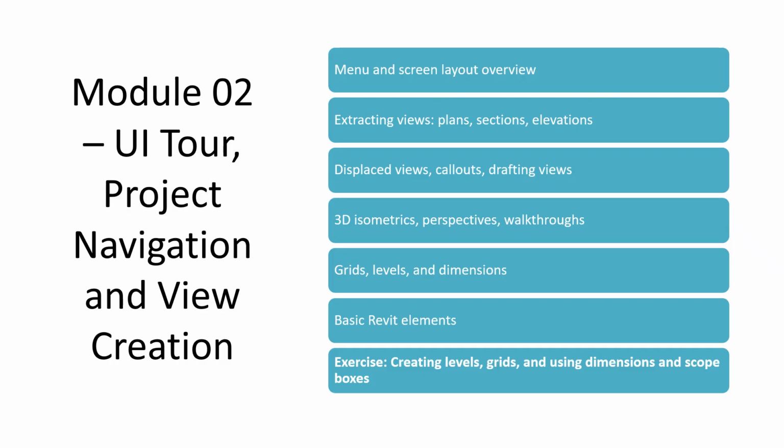The exercise for this module focuses on creating levels and grids and using dimensions and scope boxes to define and control your project views. This module is all about orientation, making sure you're comfortable navigating the Revit environment and extracting the views you need to move forward.